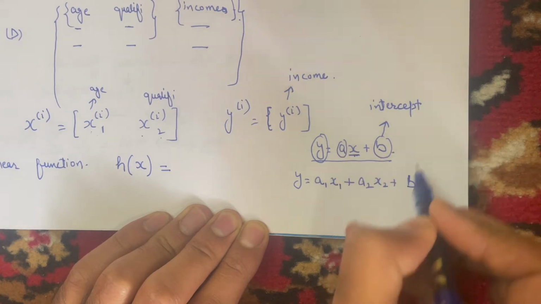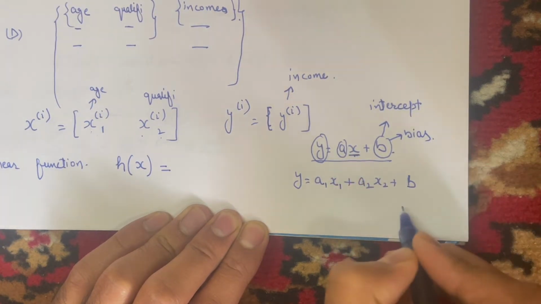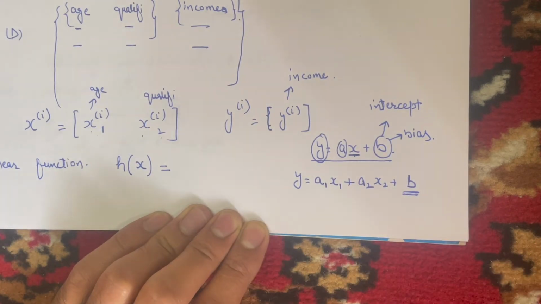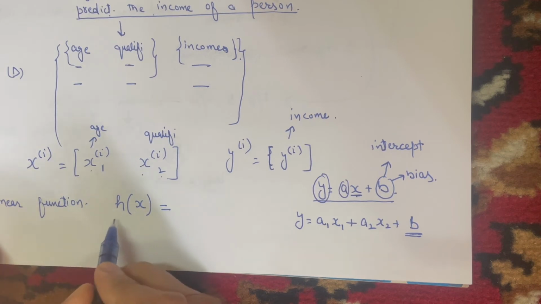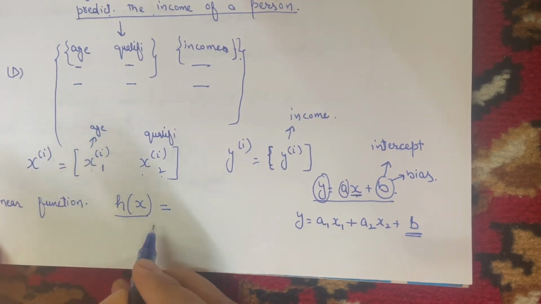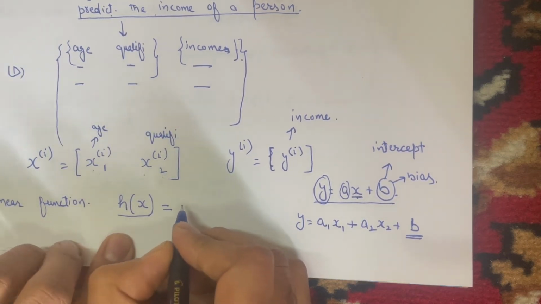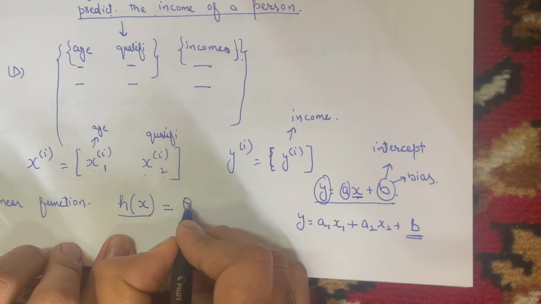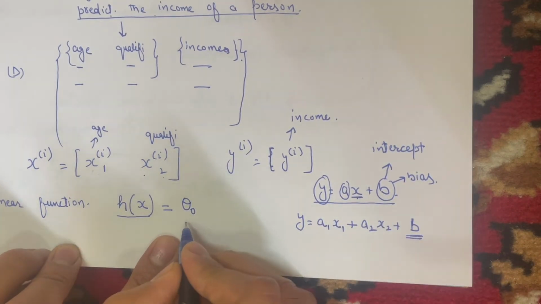And in machine learning terminology, this b is called a bias. So this is a bias term. Okay. So here also we are saying that the hypothesis function that captures the relationship between the input and output is a linear function. So we will say it will be theta 0. Theta 0 will be our bias. Okay. So instead of b, I am writing theta 0.